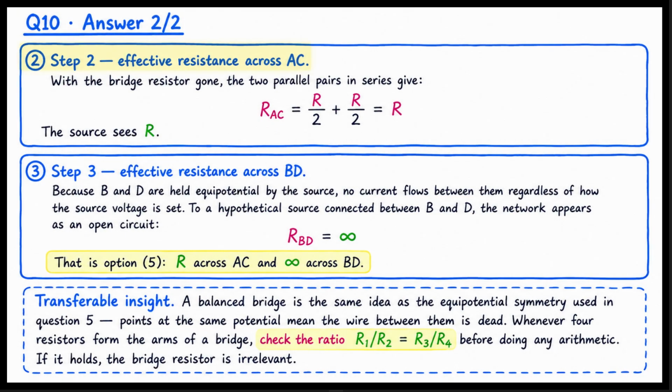Step 2. Effective resistance across AC. With the bridge resistor gone, the 2 parallel pairs in series give RAC equals R over 2 plus R over 2, which is R. The source sees R.